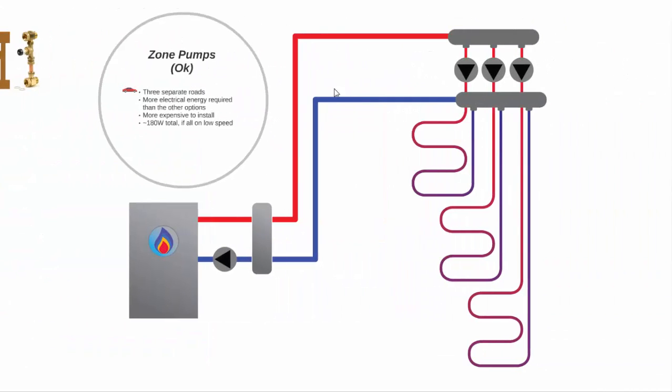The third option, which is an okay option, is zone pumping. This is pretty straightforward, that you just have 3 separate roads, 3 separate pumps. So in this case, even if you had those pumps on low speed, if it's a 3-speed pump, you are going to be using a lot more energy than you would to do the exact same thing with an ECM pump or even with the differential bypass valve. So that's not as common anymore, but it is still an option. And those are the 3 basic examples of how you could zone a hydronic system.